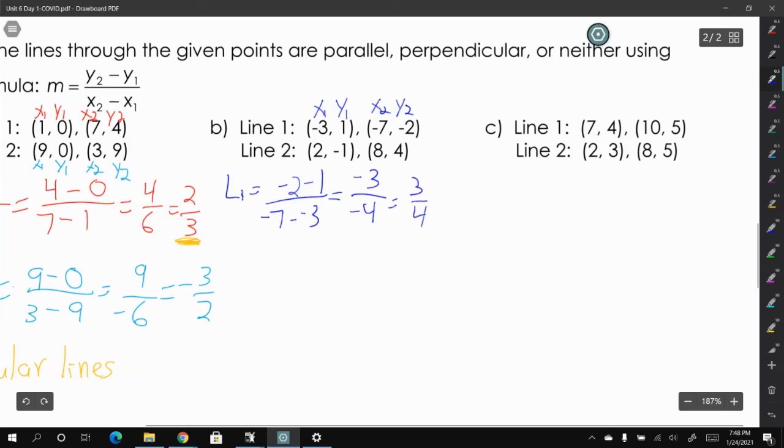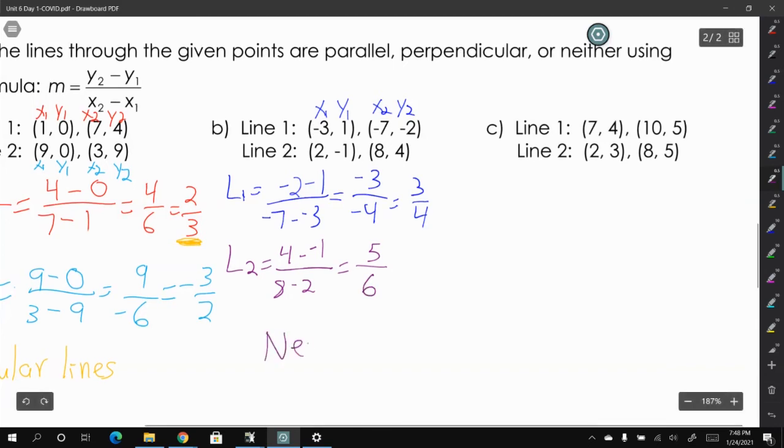You don't have to do that. To me, it just looks ugly having 2 negative signs. It's just a personal preference. Line 2, we have 4 minus negative 1 over 8 minus 2. So 4 minus negative 1 is going to give us 5. 8 minus 2 gives us 6. Those are not the same thing. So these 2 lines are not parallel, and they are not perpendicular either.